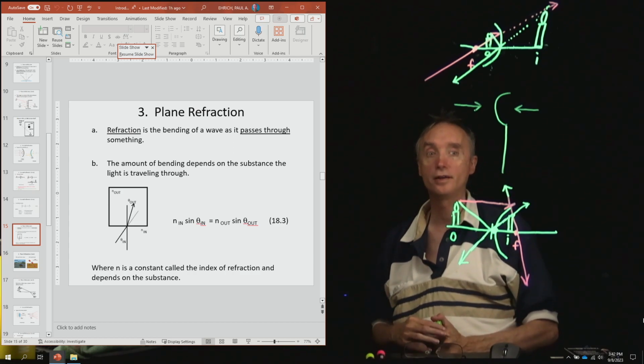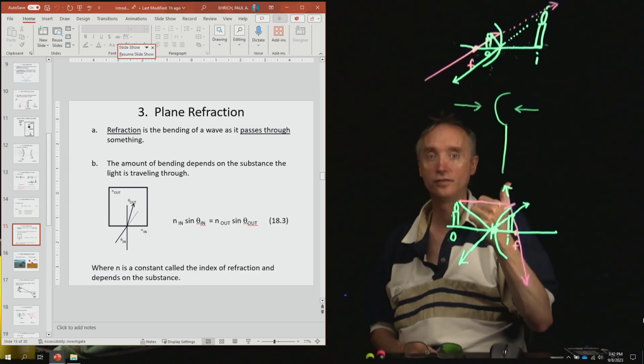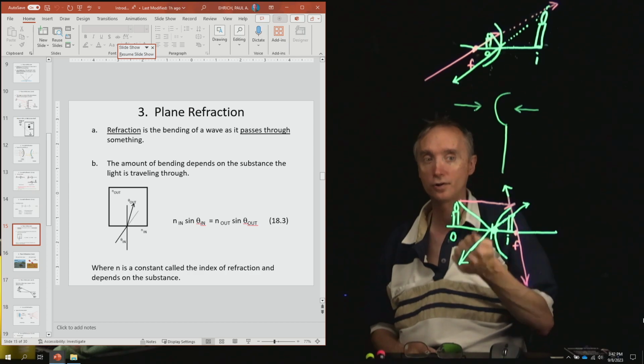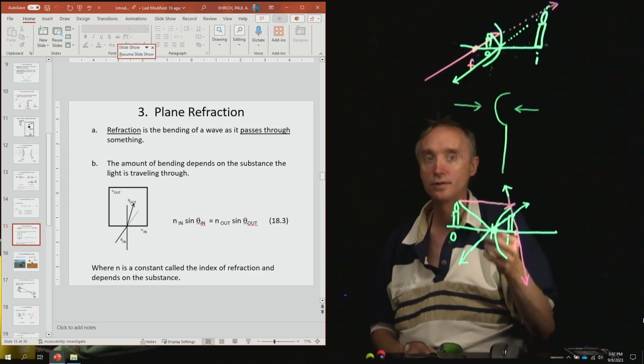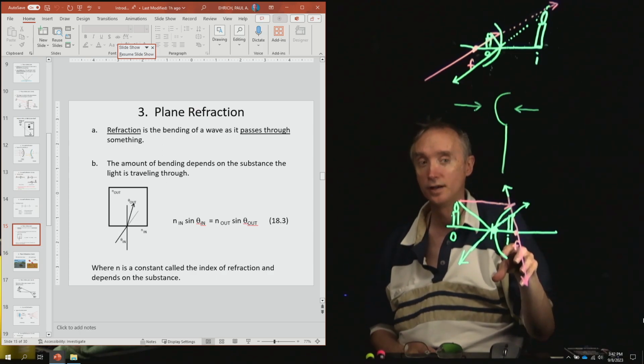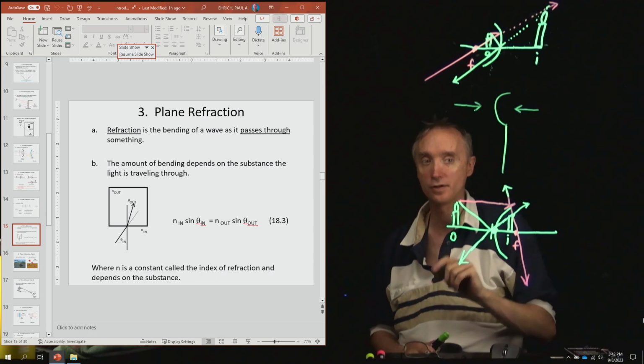Okay, let's take a break. So we have done flat mirrors, we've done curved mirrors. Now we're going to do flat refraction, and then later we're going to do curved refraction. So I'll see you in just a moment.